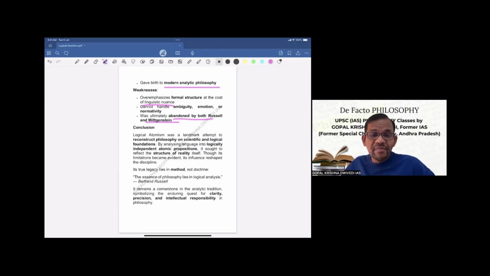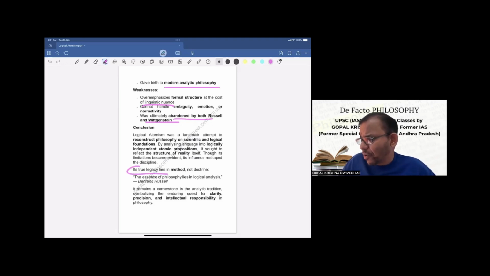So, in conclusion, what we can say is it was a landmark. Obviously, it revolutionized the whole thinking. At least we started thinking in very scientific and logical terms, and also analyzing language into logically independent atomic propositions. It sought to reflect the structure of reality itself, though its limitations, as we have seen, are numerous. Its true legacy lies in method, not doctrine.